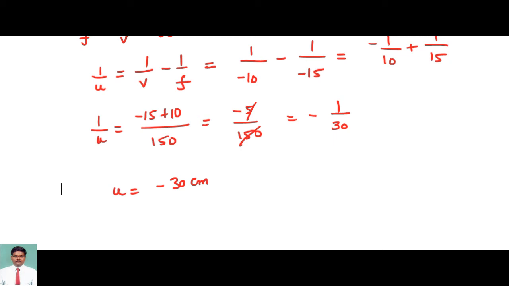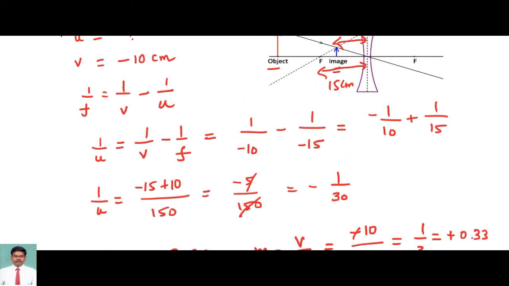Since we know the u and v values, we can calculate the magnification very easily. You know the formula. The magnification in the case of a concave lens is m equal to v by u. The v value is minus 10, and the u value is minus 30. On cancelling these, it will be equal to 1 by 3, that is equal to 0.33. So it will be a plus 0.33.